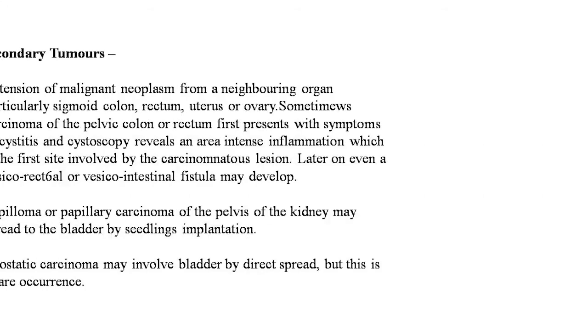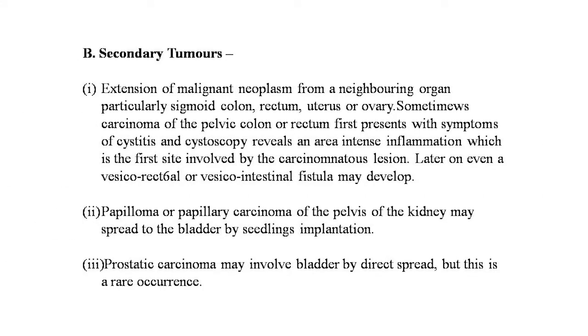Now the secondary tumors: extension of malignant neoplasms from a neighbouring organ, particularly the sigmoid colon, rectum, uterus or ovary. Sometimes carcinoma of the pelvic colon or rectum first presents with symptoms of cystitis, and cystoscopy reveals an area of intense inflammation, which is the first site involved by the carcinomatous lesion. Later on, even a vesicorectal or vesico-intestinal fistula may develop. Papilloma or papillary carcinoma of the pelvis of the kidney may spread to the bladder by seedling implantation. Prostatic carcinoma may involve the bladder by direct spread, but this is a rare occurrence.